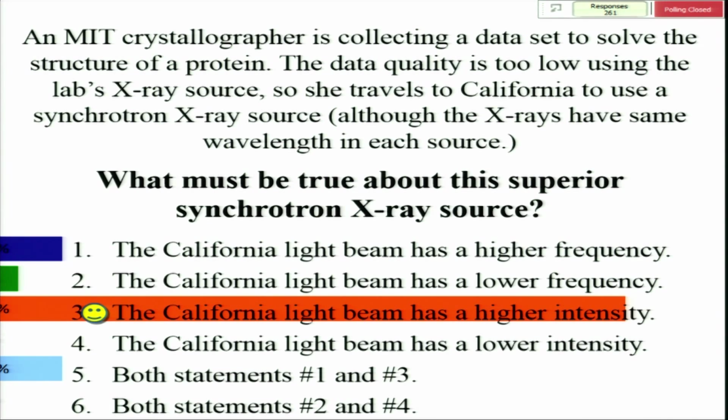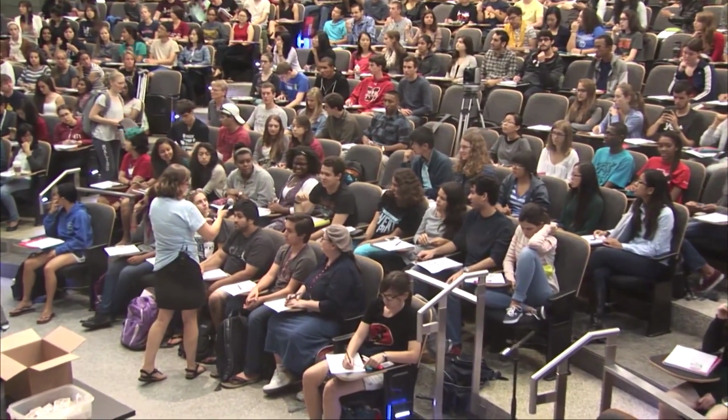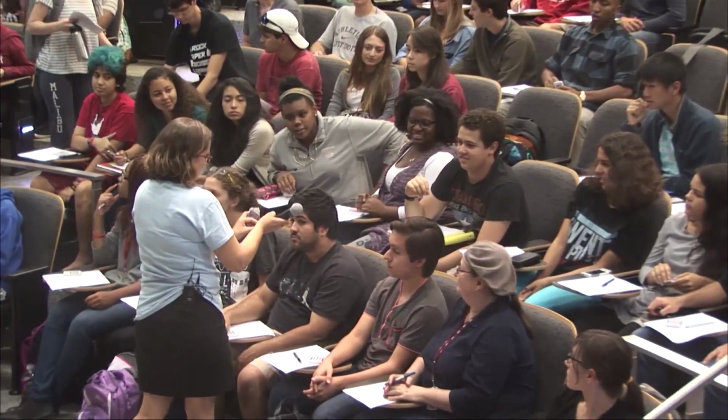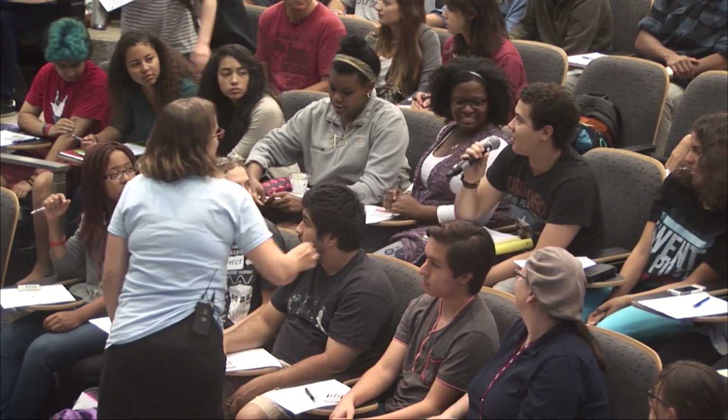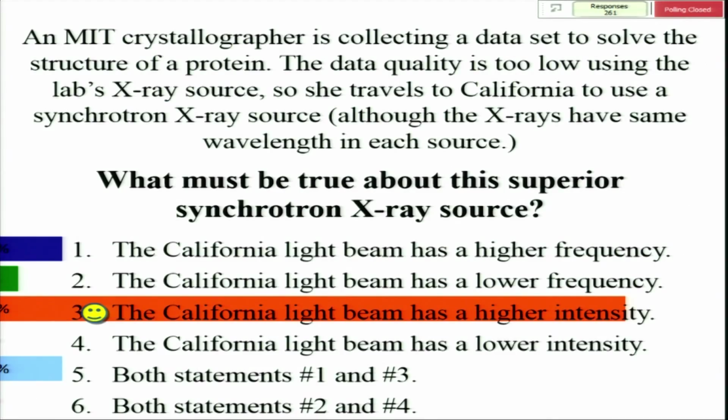Does someone want to explain the answer here? It says in the problem that the X-rays have the same wavelength, so you know that they also have the same frequency, so that discounts 1, 2, 5, and 6. Then it's just a choice between 3 and 4, and in the video the other day, you said that in order to image these proteins, you need high intensity light. So 3. Yep, that's a great explanation.